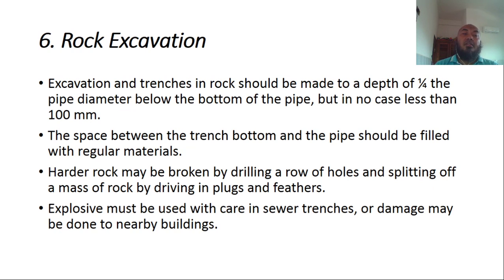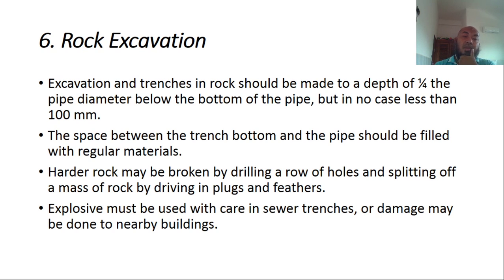And for rock excavation, the trench in rock should be made to a depth of 1/4 of the pipe diameter below the bottom of the pipe, but in no case less than 100 millimeter. The space between the trench bottom and pipe should be filled with granular material.